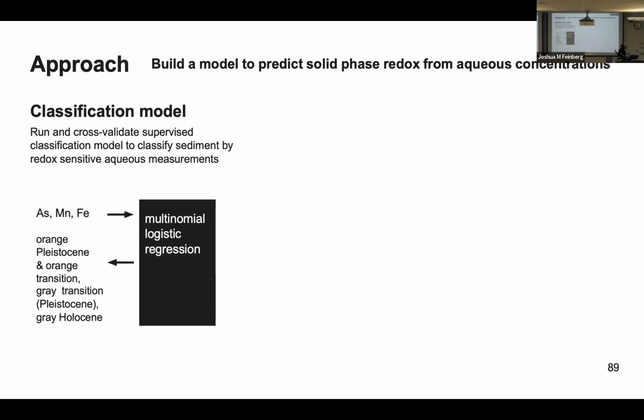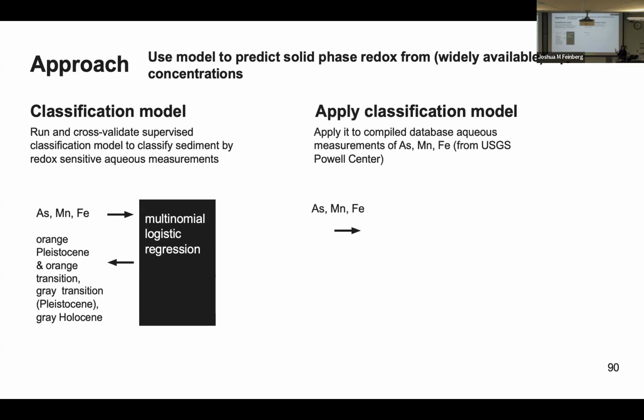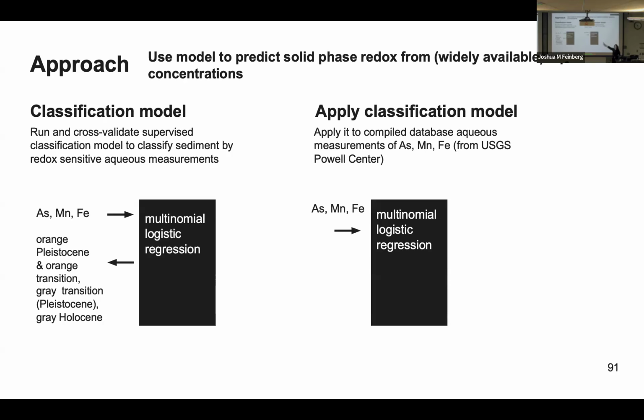So our orange Pleistocene and orange transition, our gray transition, and our gray Holocene sediments. And then after this model was validated and cross-validated, we can apply this classification model to our compiled databases of our aqueous arsenic, manganese, and iron concentrations that came from this working group that I had mentioned. So we take those aqueous concentrations, use that model, and now we can predict these sediment redox states where we didn't have much sediment data before.